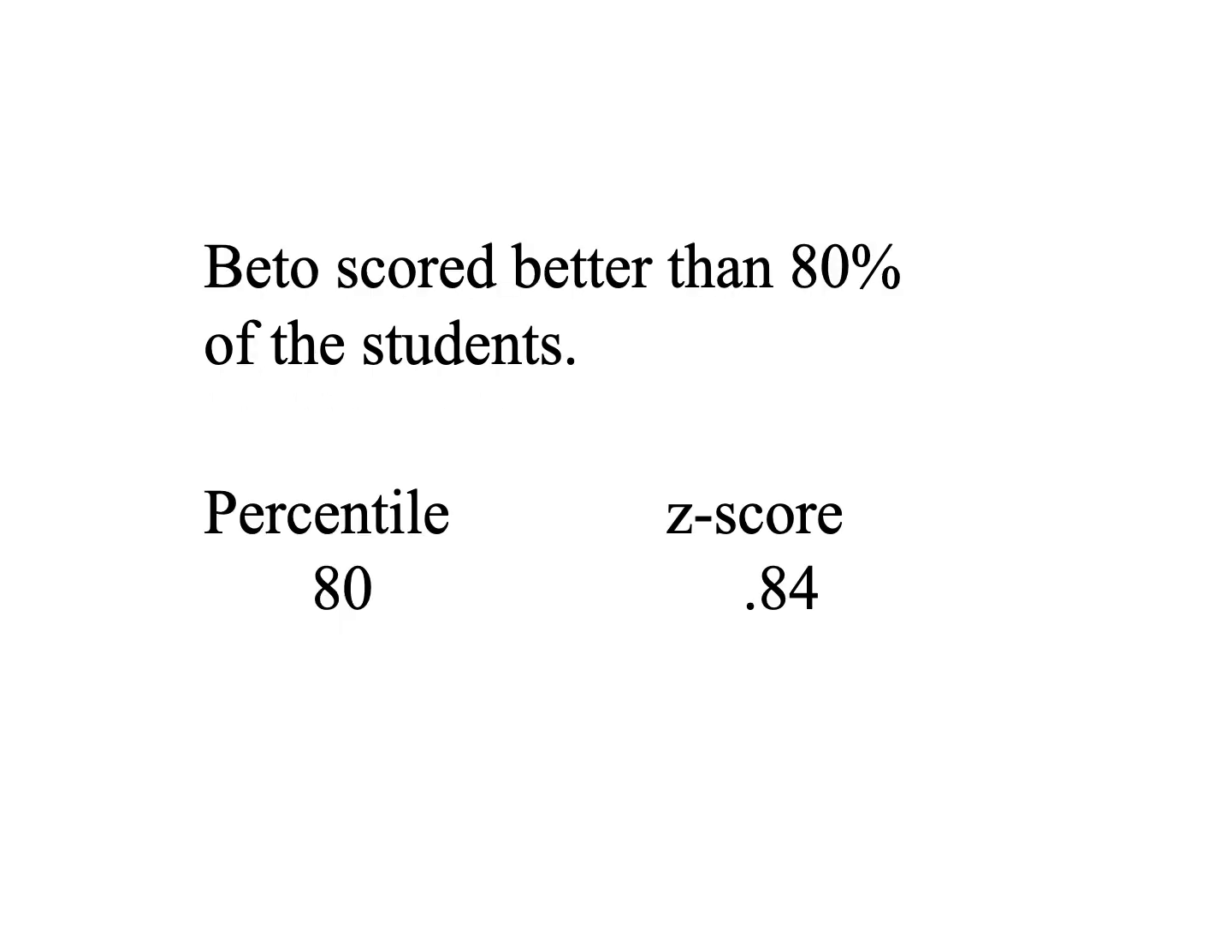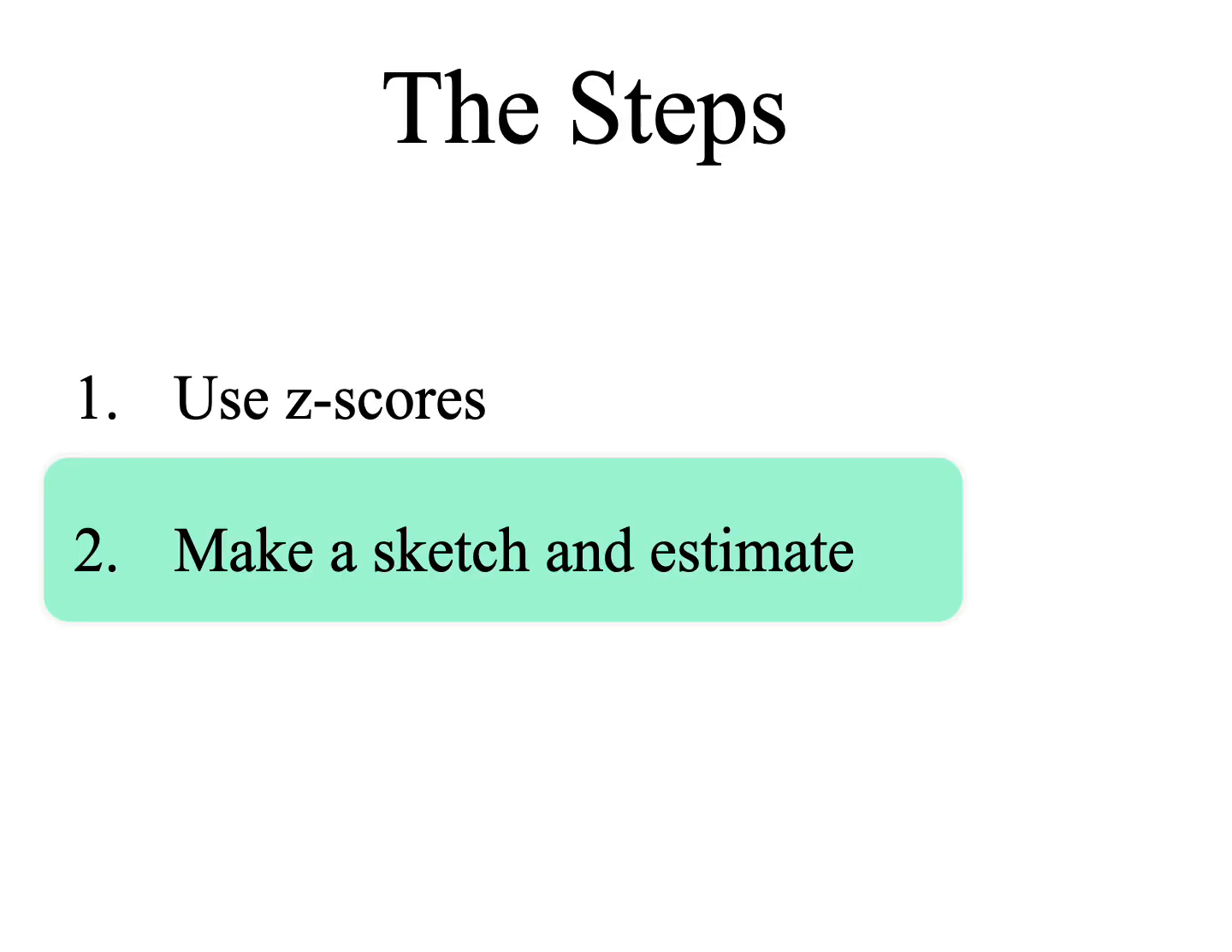Normally, we would have to use a table to find the z-score that is equivalent to the 80th percentile. However, we already did that in the last example for Beto, and we found that his percentile of 80 is equivalent to a z-score of 0.84. So we don't have to use the table right now, but usually we have to if we want to go back and forth between percentiles and z-scores. Now that we know the z-score is 0.84, we can calculate the raw score.